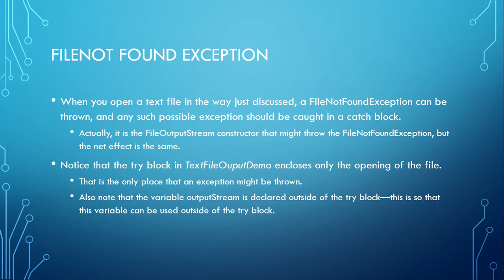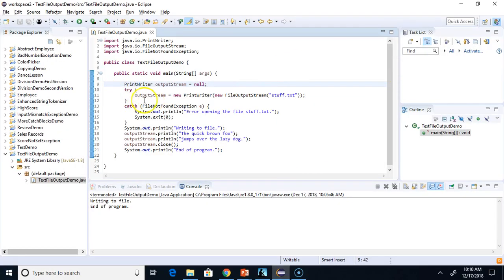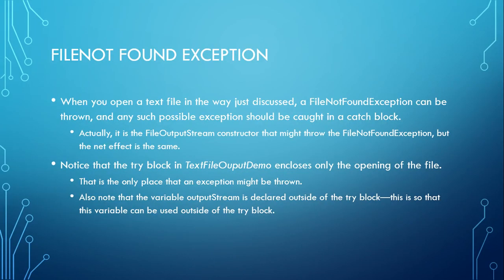Now, you'll notice that the try block in TextFileOutputDemo encloses only the opening of the file. That is, the only place an exception might be thrown. Right, so if we look at our code, you'll see that only the output stream here, the actual construction of this, is in the try block. The rest of it's not. I mean, yes, you could technically do nested try blocks and stuff like that, but this is the only part that could technically throw the exception, so it's the only part that has to be within the try catch.